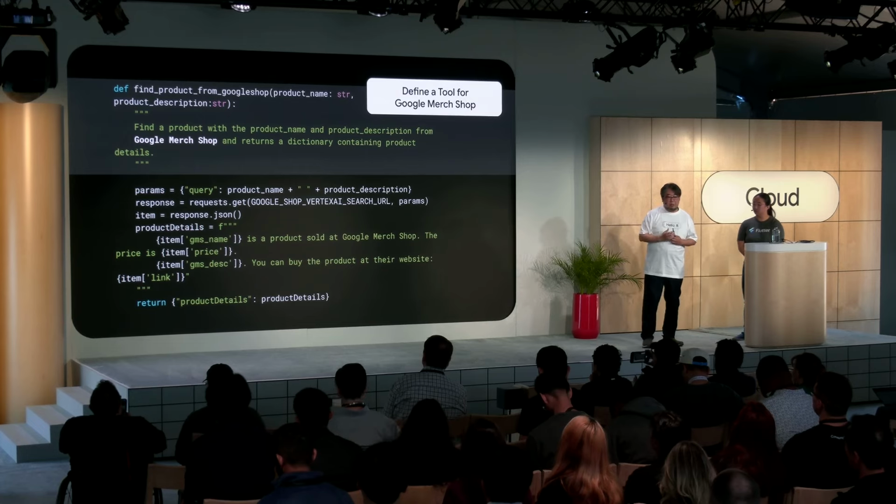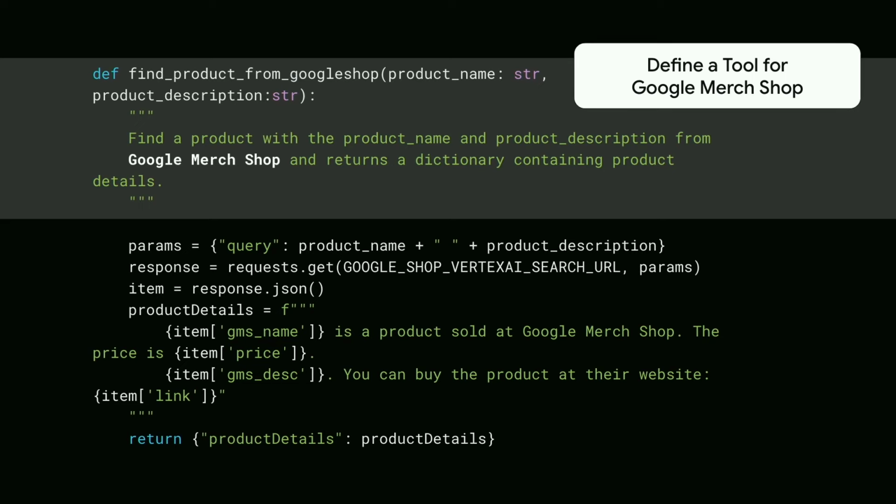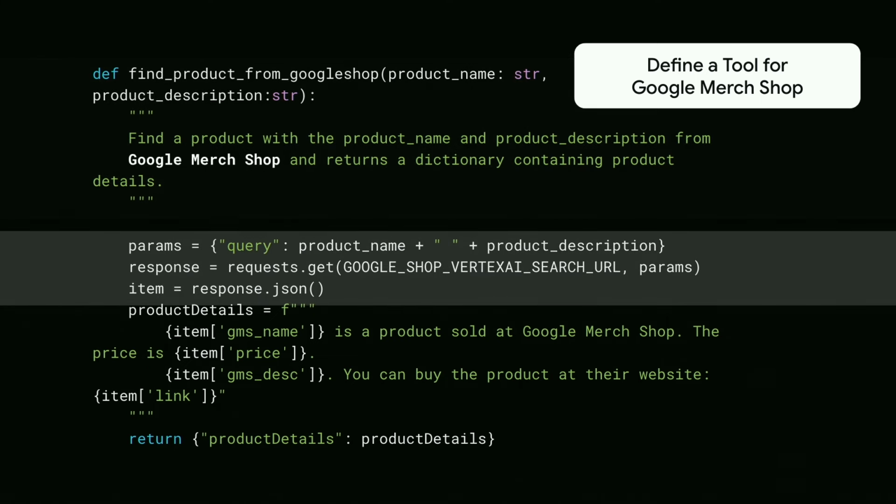To show the flexibility of AI agent, we have added another tool for searching with the Google Merchandise Shop dataset. This tool can feed the product name, description, pricing, and the page link on any Google Shop products. This function uses Vertex AI search endpoint that runs a query on the Google Shop dataset.